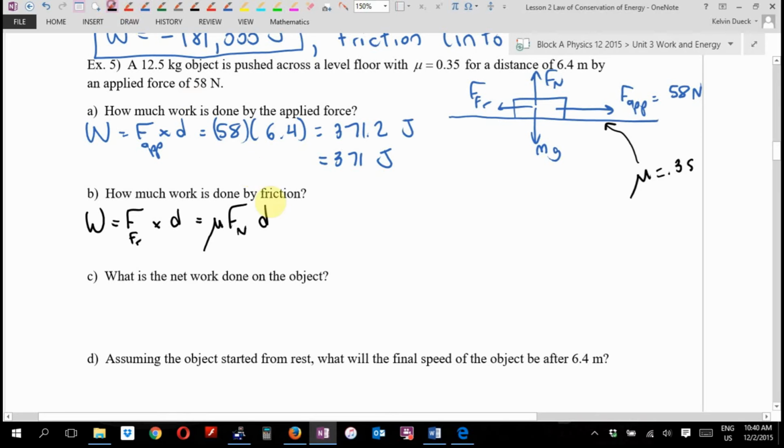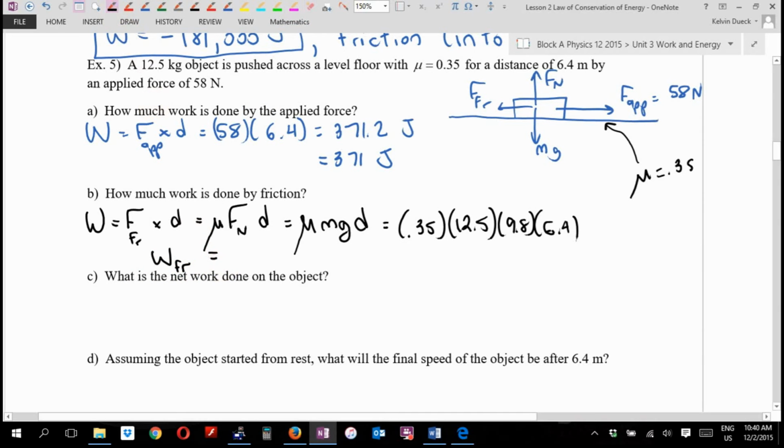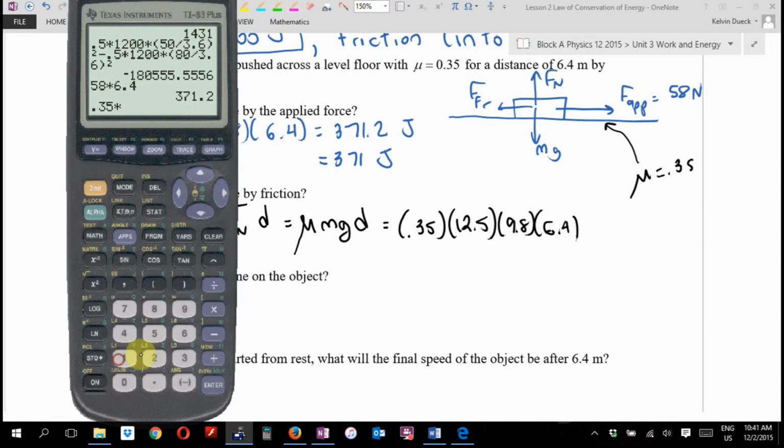Because we're on nice level ground, I can go mu mg times d. Do I have all of those? Did they give me the mass? Check. Did they give me g? I know that. They gave me the distance. Did they tell me what mu is? Yeah, they told me. So 0.35 times 12.5 times 9.8 times 6.4. How much work was done by friction? You get 274.4.